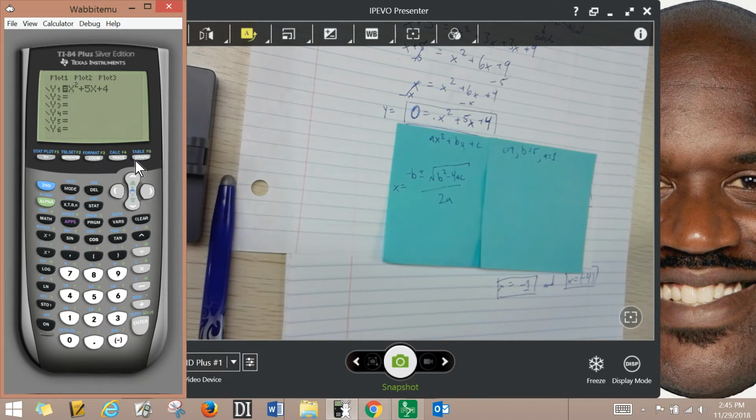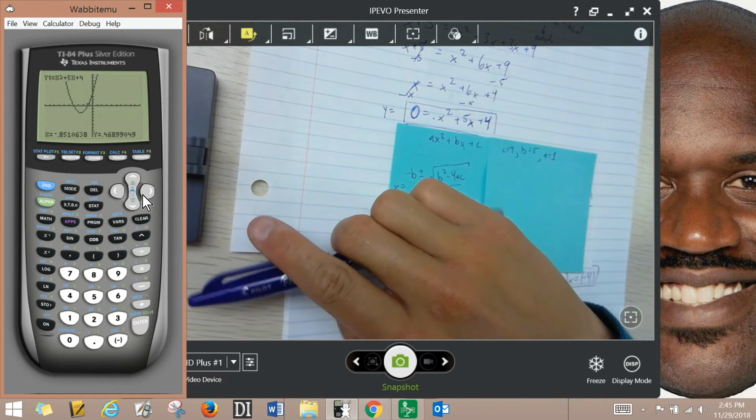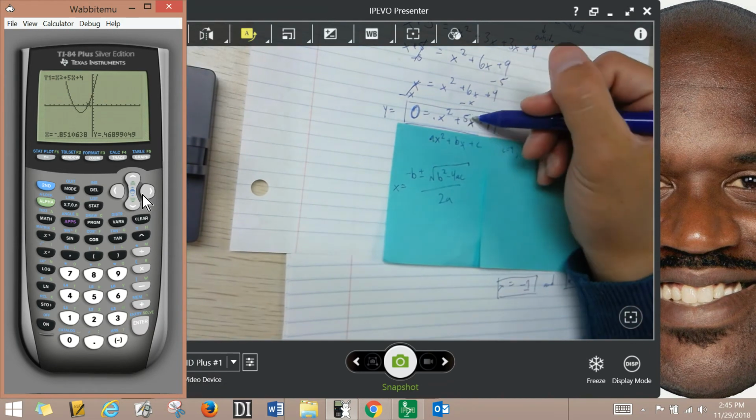I will graph that. The window is actually not too bad, but I want to go back to the original window. So I went back to zoom. I pressed 6 for standard zoom. That's pretty good. Then if you trace, I can kind of see it roughly. So what you're actually doing is, remember, go back to here. Before I applied the quadratic formula, I had this statement: x squared plus 5x is equal to 0.